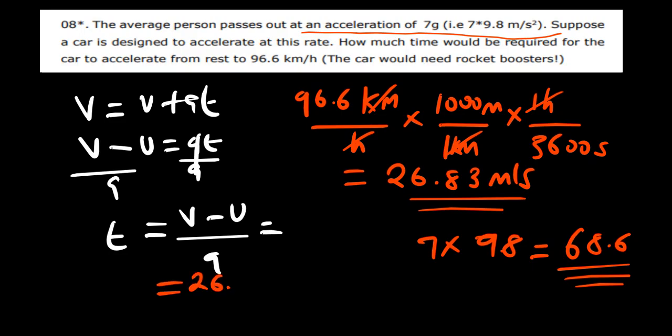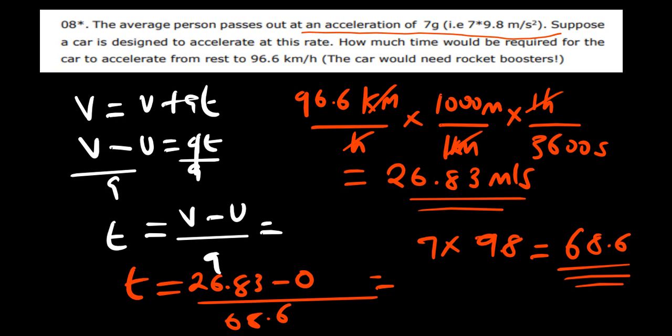So let's just replace. The final velocity is 26.83 minus the initial, which is just 0, over acceleration, which is 68.6. Then you divide 26.83 by 68.6, and that will give you your time. So the time in this case is 0.39 seconds. So the car would require approximately 0.39 seconds to accelerate from rest to 96 kilometers per hour at 7 g.